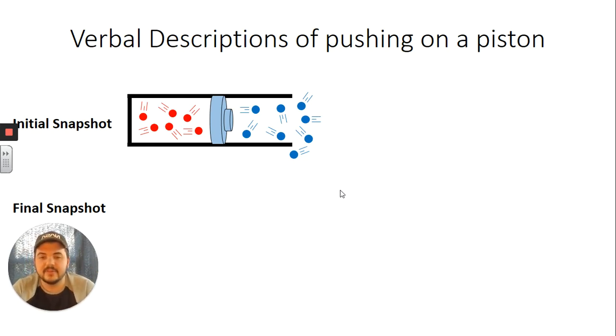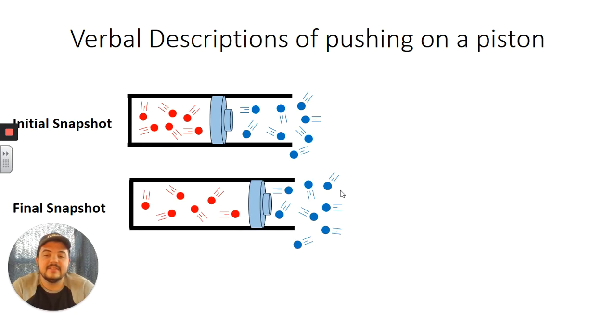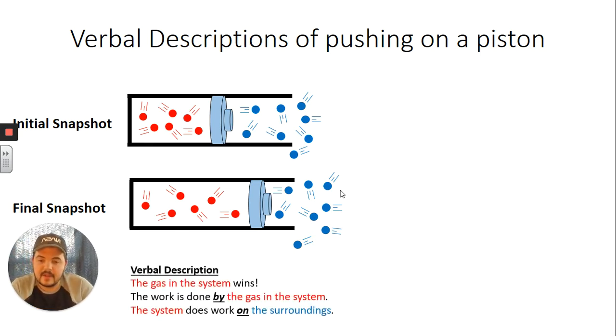But for simplicity, we'll just look at it as being the atmospheric gas. Let's look at the first case scenario where, in the final snapshot, the gas inside of our cylinder expands. It pushes that piston such that the piston moves to the right. The verbal description here is that the work is done by the gas in the system, or we could also say the system does work on the surroundings.